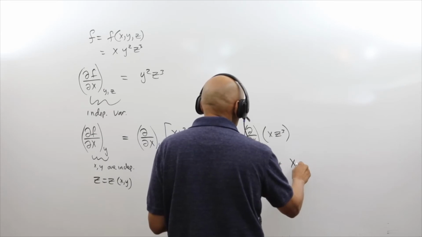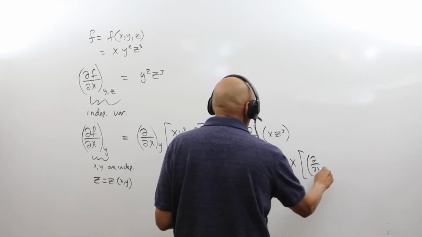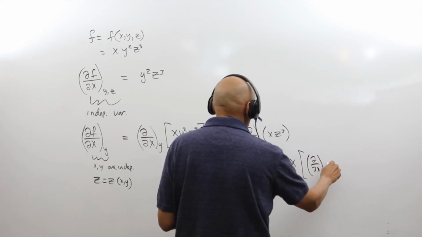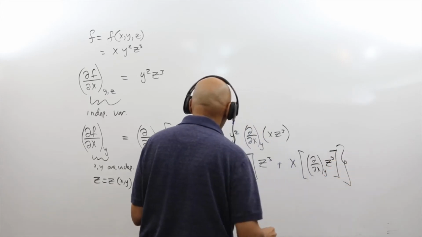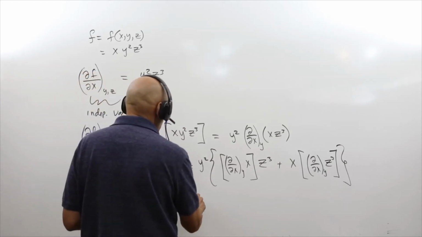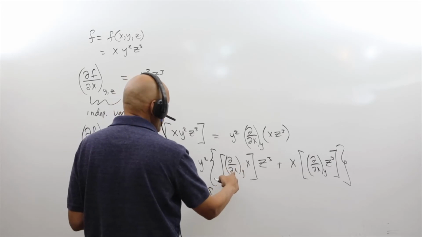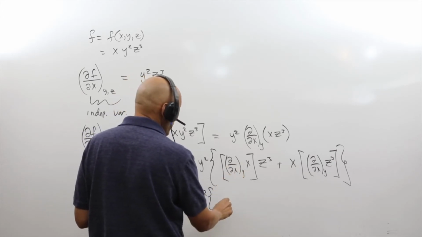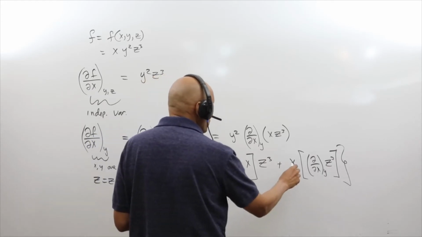Here is x, here's a square bracket, here is the partial with respect to x, holding y constant, where y is the independent variable, acting on z cubed, square bracket, and the closing braces. So being very explicit about this. Here is y squared. What is the partial of x with respect to x? Well, it's just the total derivative of x with respect to x, which is 1. So 1 times z cubed plus, here's x.